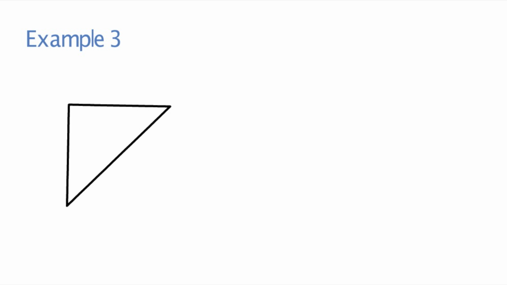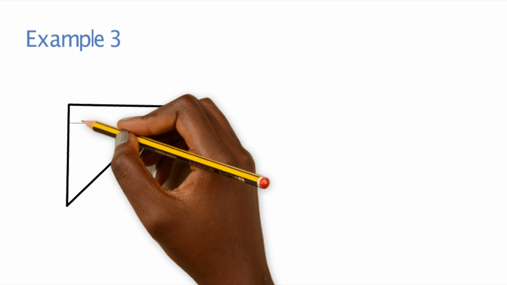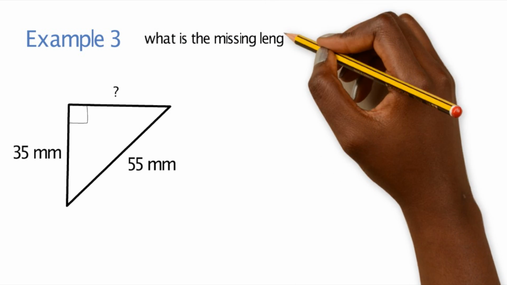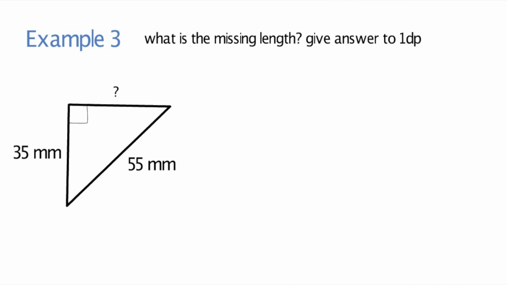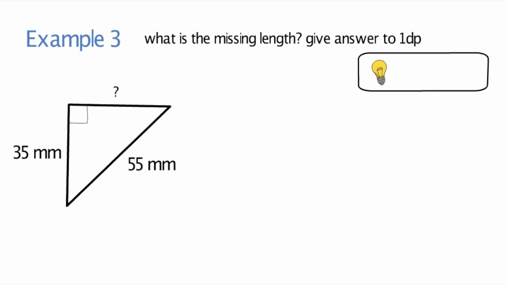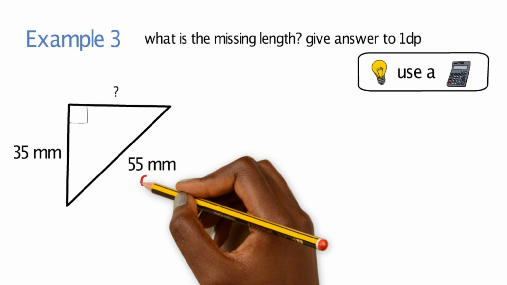Another example, example 3. So we have a right angle triangle. I've changed up the orientation just so you know that no matter the positioning, the format is still the same. So you've got all these different lengths, and let's say your question says, what is the missing length? Give your answer to one decimal place. So again, we're going to use your calculator. Anytime a question mentions significant figures or decimal places, the majority of the time you're going to be using a calculator. So don't worry about doing this in your head.